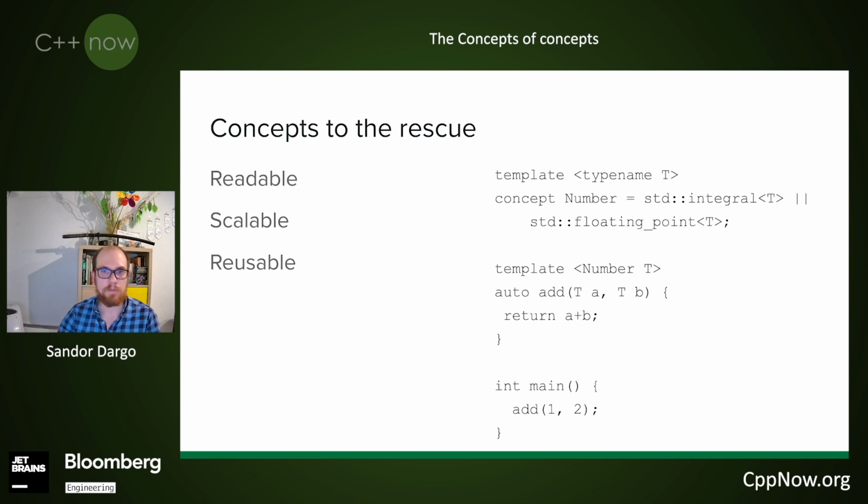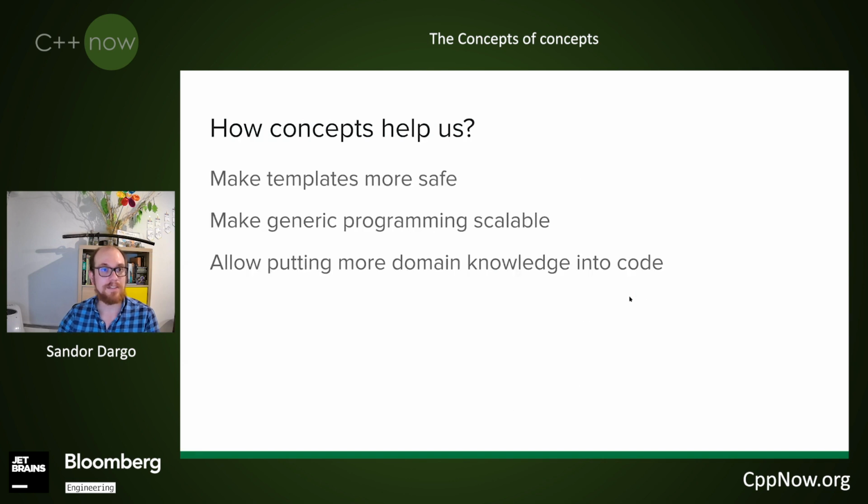So here you see a simple example for a concept for built-in number types. Well, we'll see that this is not complete. It's for the sake of example. You have a number that is either an integral or a floating point, and in your template function you want to have T's that model the number concept, that satisfy the constraints of the number concept, and that's how you can use it. So at the end, concepts will make templates more safe, and they make generic programming more scalable.